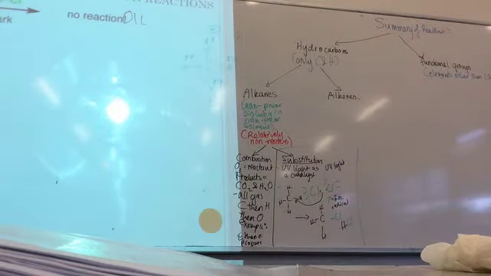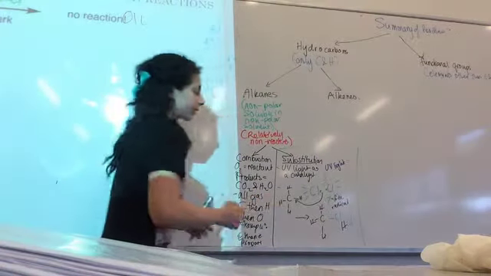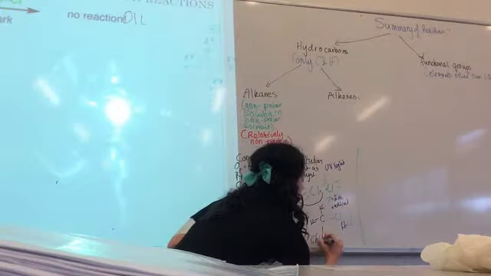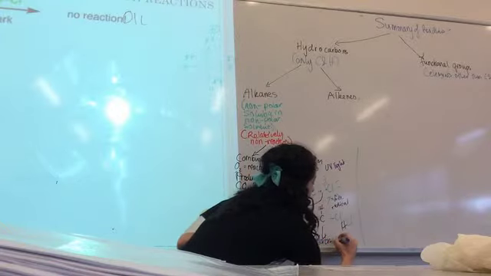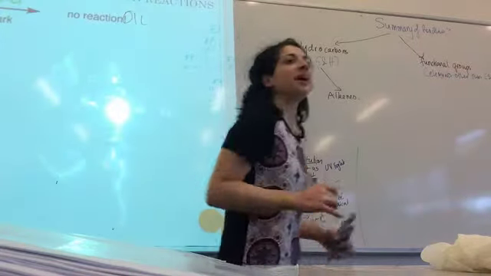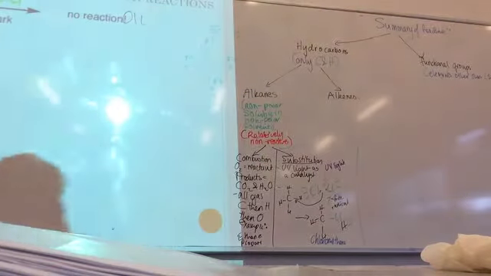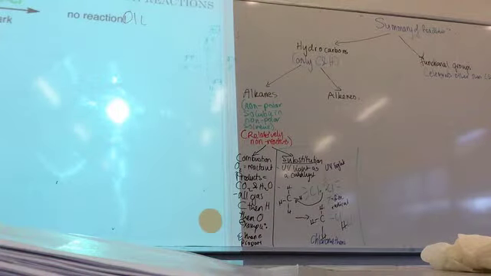So what are your 2 products called? Chloromethane. So we've made chloromethane. And HCl is hydrogen chloride.